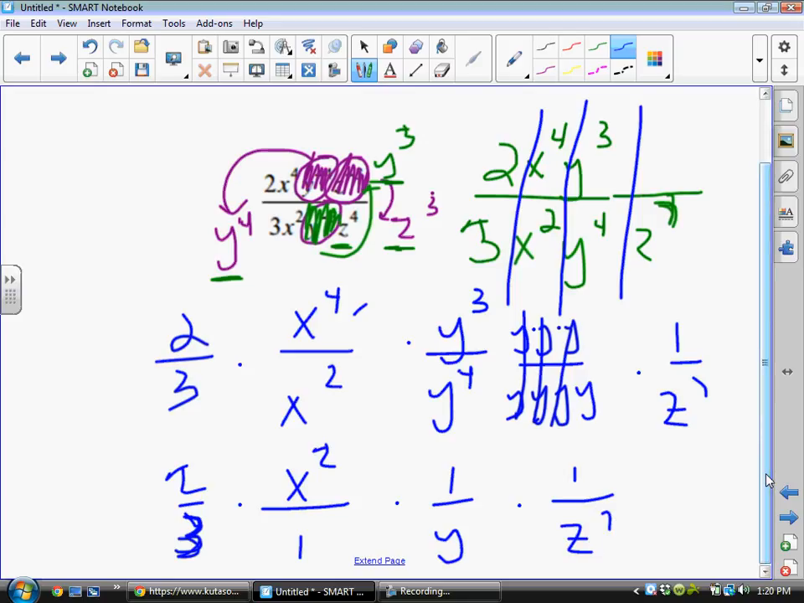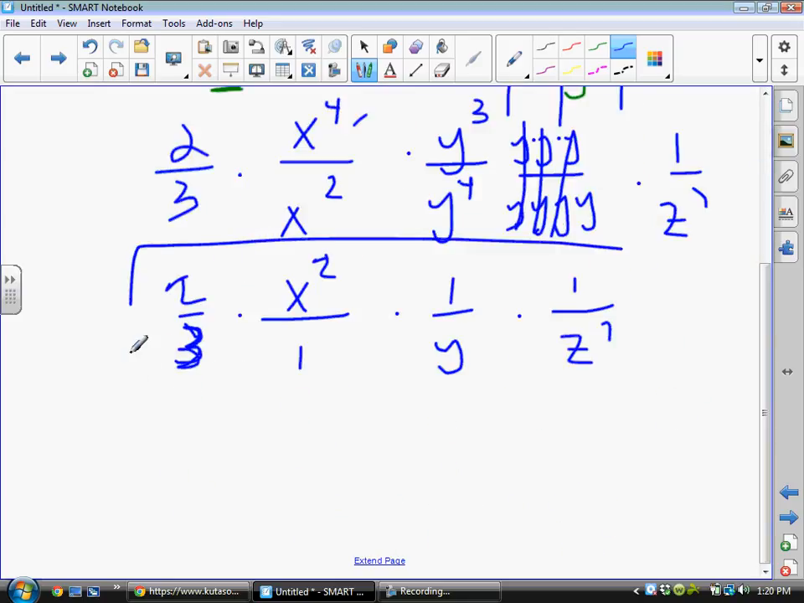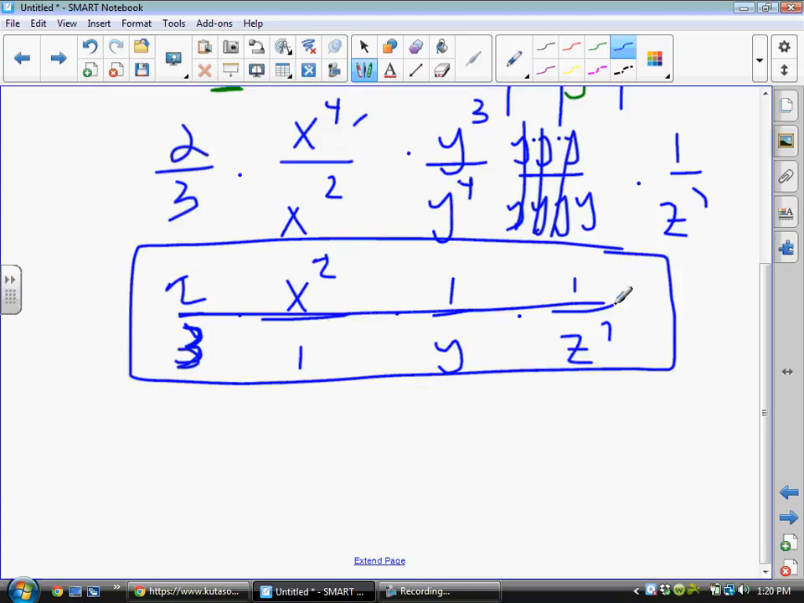So last but not least, we're going to combine all of these things together, merge them together into one big fraction. Everything on the top stays on the top, everything on the bottom stays on the bottom. So I have a 2x squared. Remember, times 1 doesn't do anything, so that's basically all. 3, this times 1 doesn't really do anything. I have a y, and I have a z to the 7th.